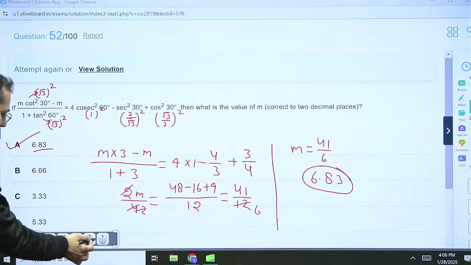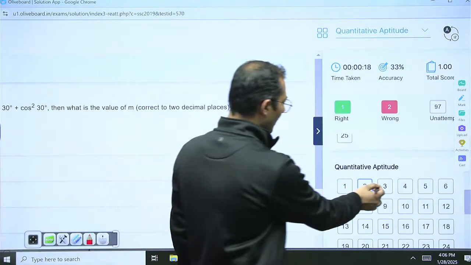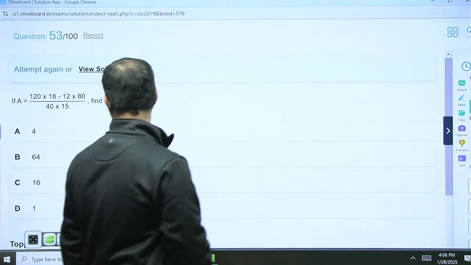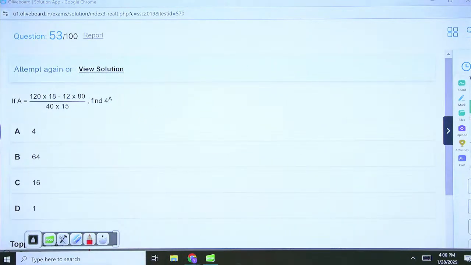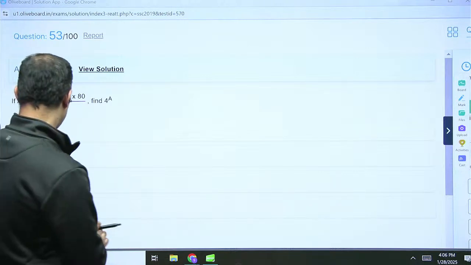Okay, let's move to the next question, guys. Question number 3. Tell me what the answer is for this question. Very easy question. Tell me what would be the answer for this question.